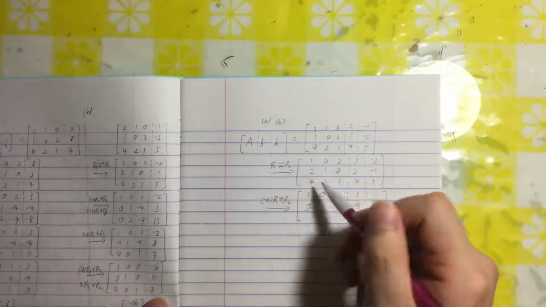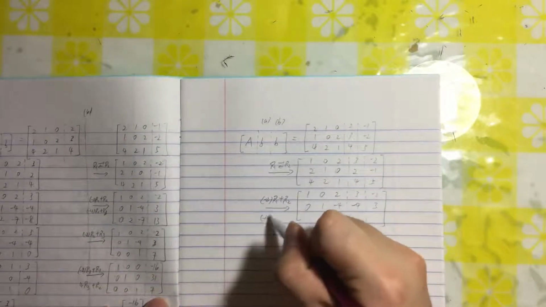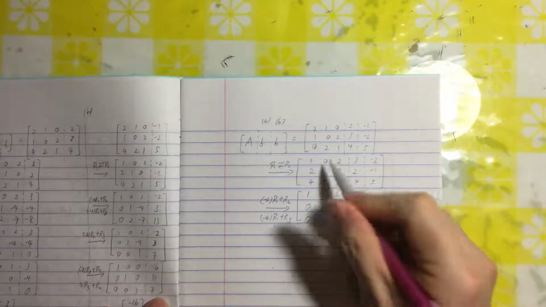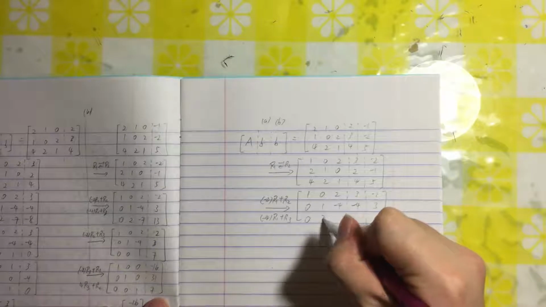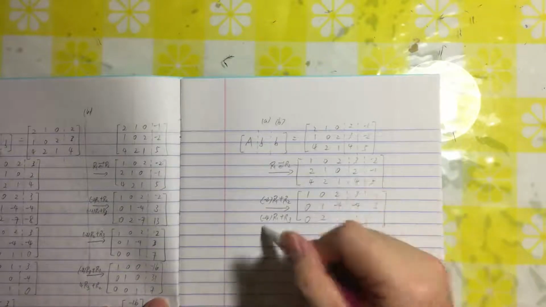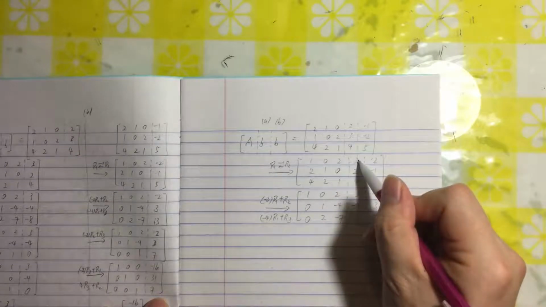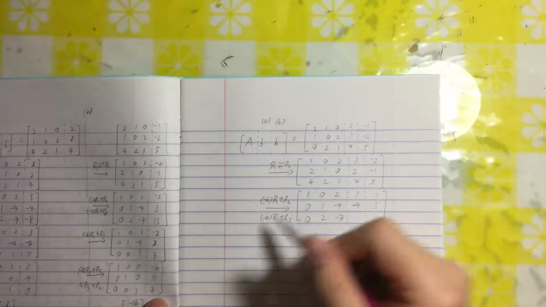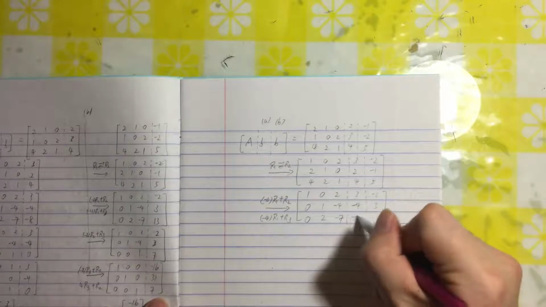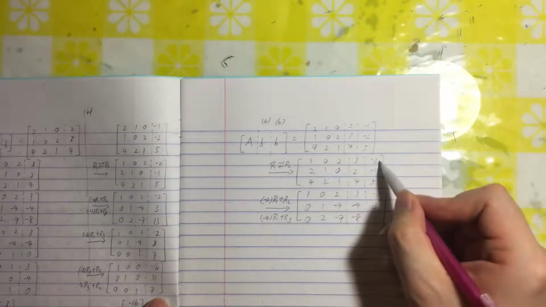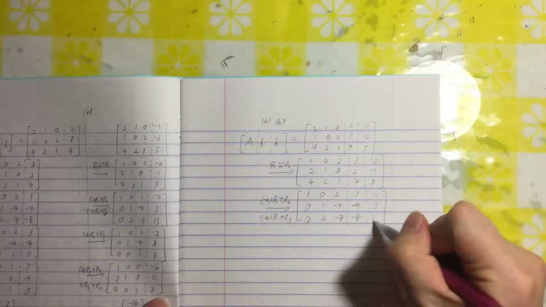Next, try to make 0 here. I multiply first row by -4. Add it to the third row. I get 0, 2. -8 plus 1 is -7. -4 times 3 is -12. -12 plus 4 is -8. -4 times -2 is +8. +8 plus 5 is 13.